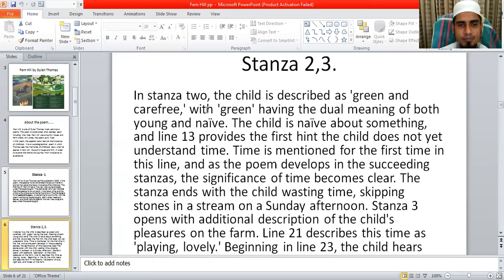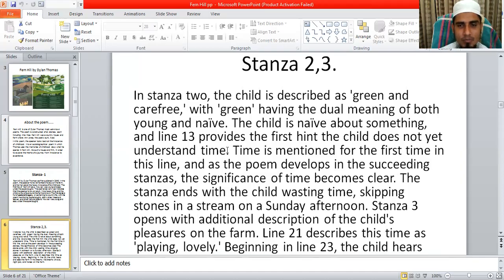The phrase declares, with green having the dual meaning of both young and naive, that he was very much young and naive. So the child is naive about something, he is very much curious about something. And line 30 provides the first hint that the child does not yet understand time. Children never understand what time is, or what the influence of time is. They never think or imagine about time.